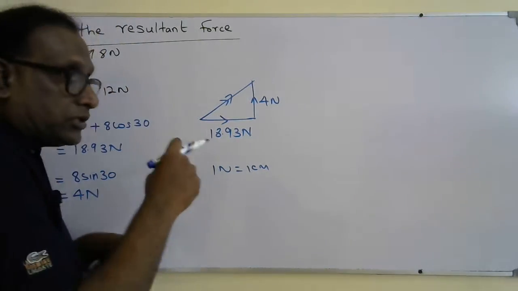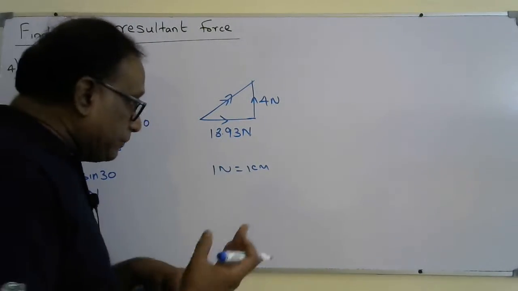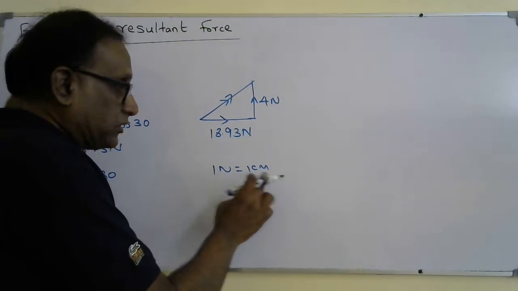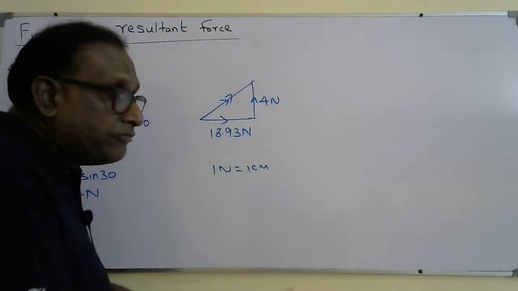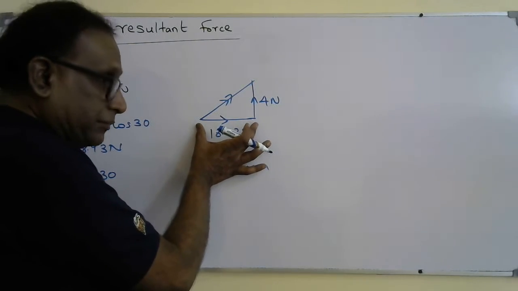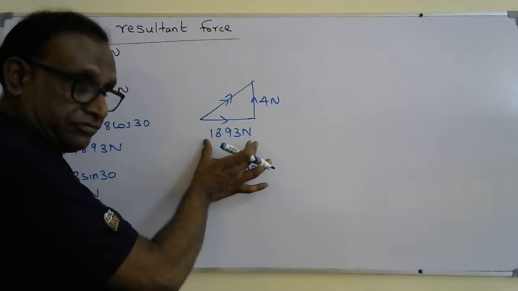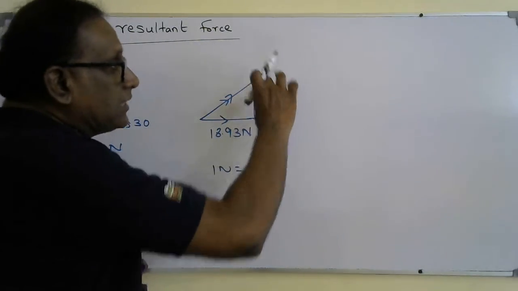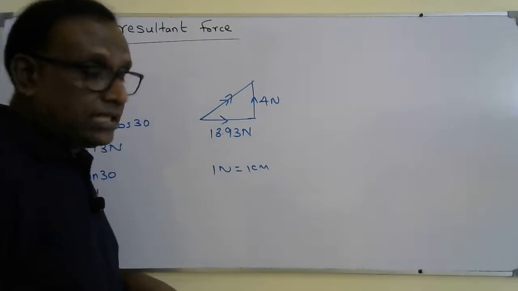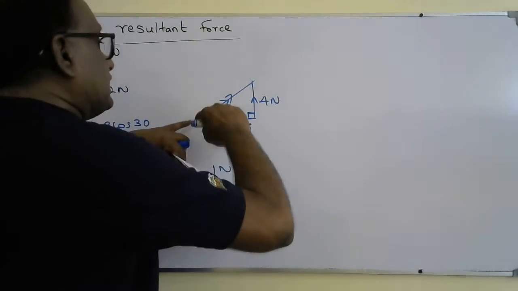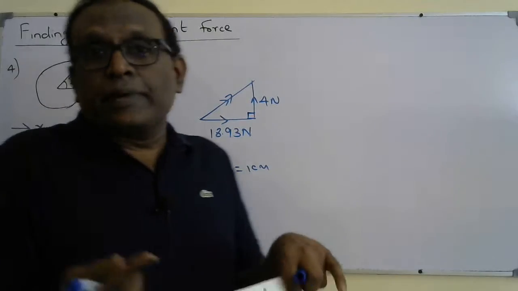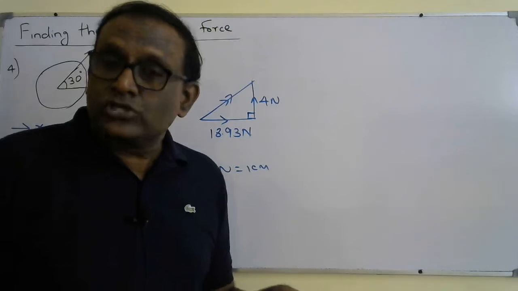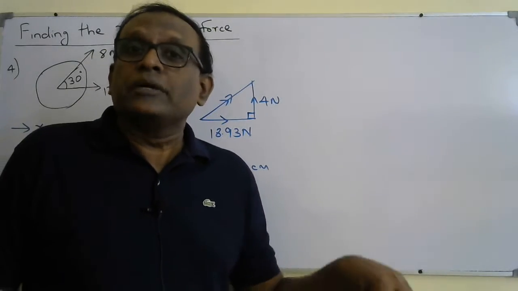Imagine again, I am saying I am not drawing but I am sketching. I imagine I am taking 1 Newton 1 centimeter. So when I imagine 1 Newton equal 1 centimeter, I would have drawn 18.93 centimeter length to represent 18.93 force. Then I would have drawn 4 centimeter length to represent 4 Newton. This is 90 degree. Then I should measure this length, but I know that it's a Pythagoras theorem I can use because these two forces are perpendicular among them. So I don't need to draw. I can directly use Pythagoras theorem.